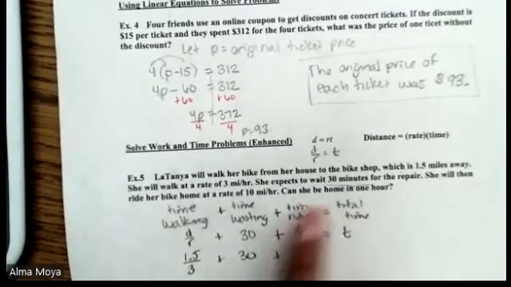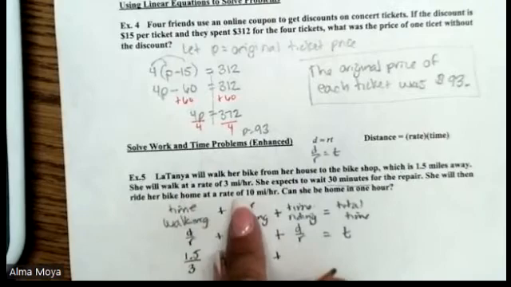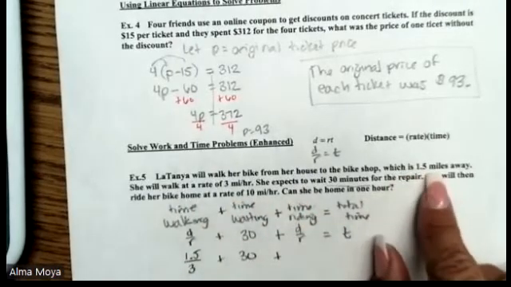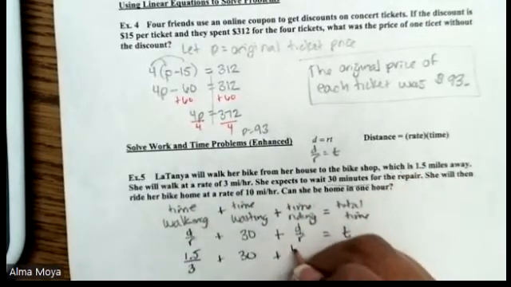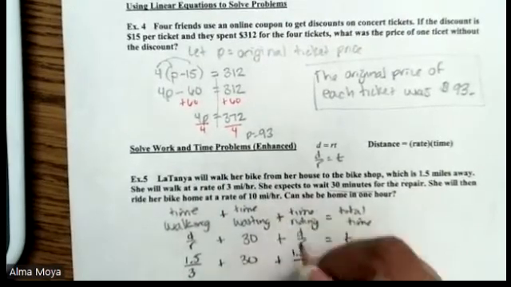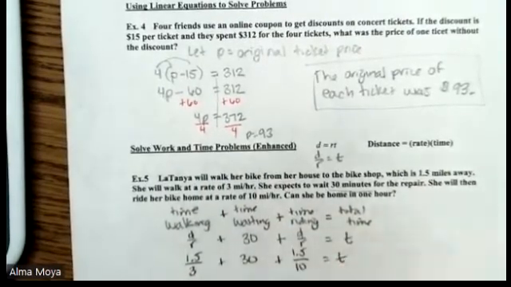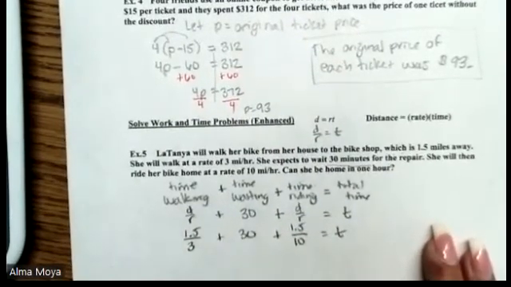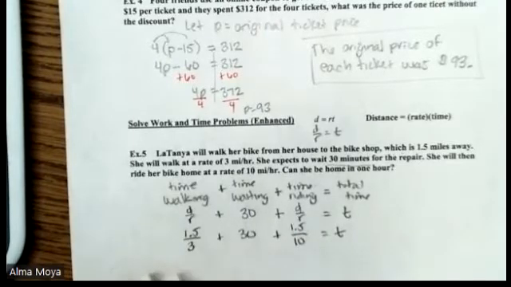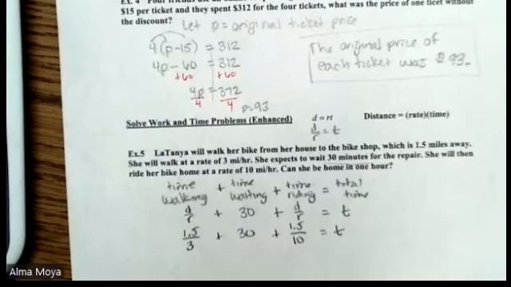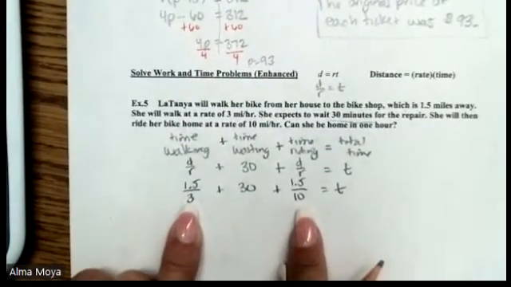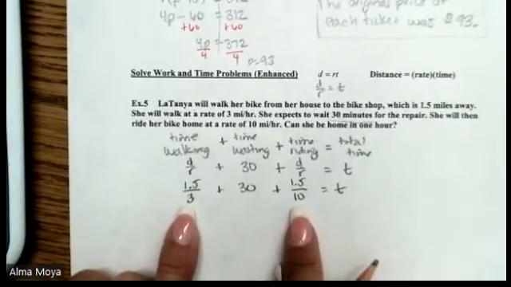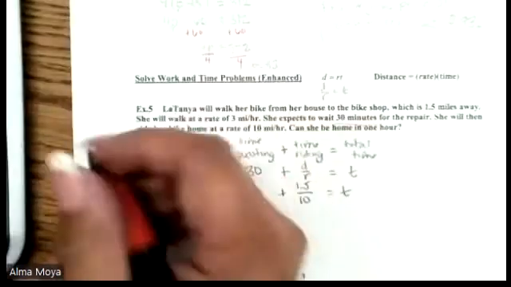Now the time coming back, she would ride her bike home at 10 miles an hour. Now keep in mind, if it was 1.5 miles there, it's going to be 1.5 miles back. But now she's going at 10 miles an hour. So right here, when I'm solving this, I could multiply everything by 30. If I multiply everything by 30, that would be the common denominator. Because see how that's a 3 and that's a 10. So the common denominator is 30, so that's the LCD.